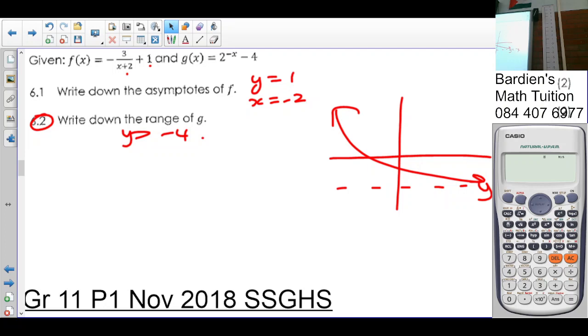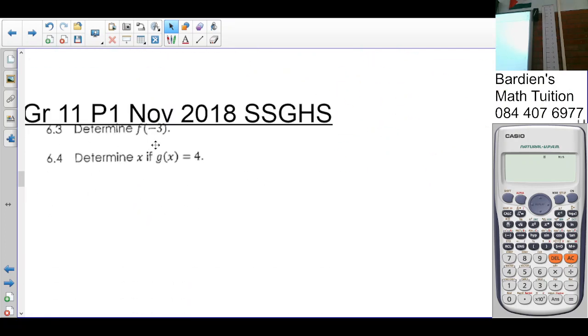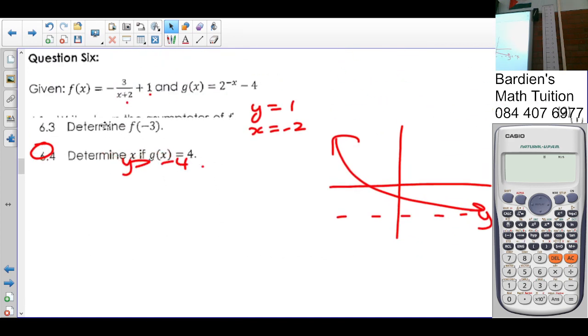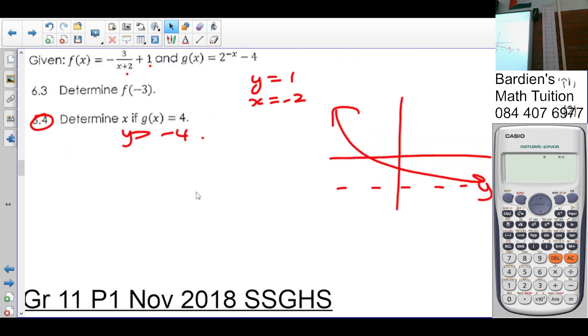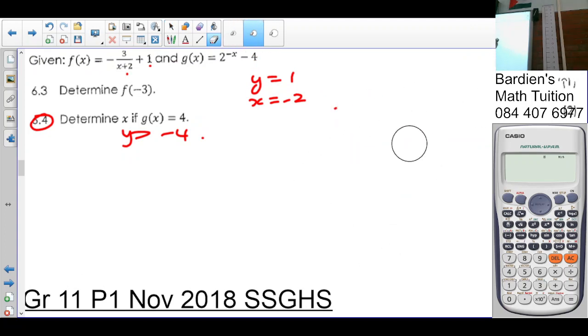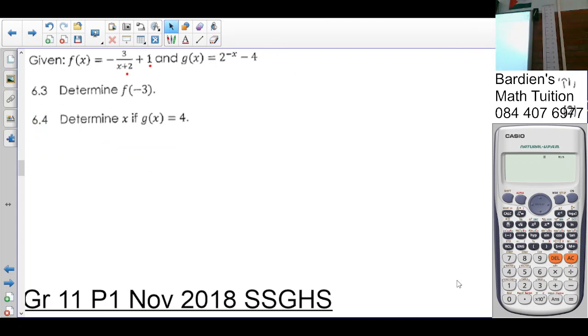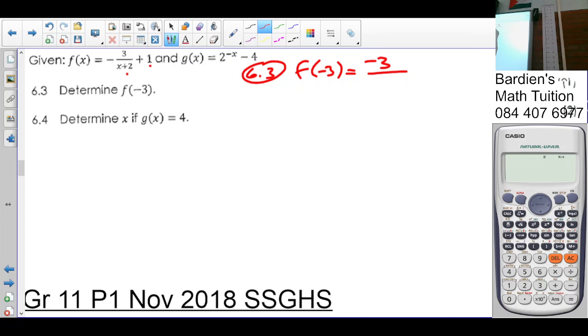Let's pull up the next question. 6.3 says determine f of minus 3. F of minus 3 equals negative 3 over minus 3 plus 2, plus 1. So it's going to be minus 3 over minus 1, which is positive 3, plus 1 is 4. Do you all agree with that?